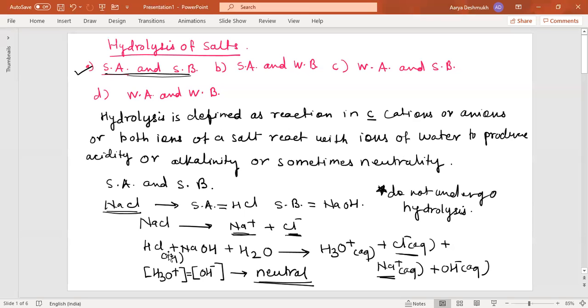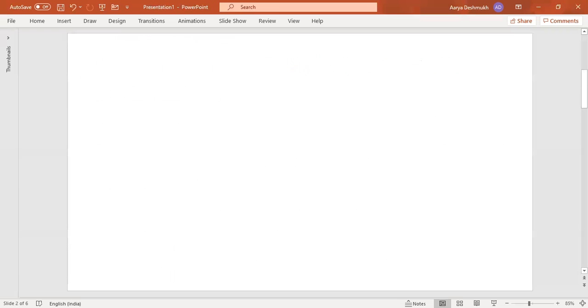Again they would be converted into NaCl itself. So there is no hydrolysis occurring in this particular type of salt. Now the second type of salt, that is the salts of strong acid and weak base. I'll be writing this in short, strong acid and weak base.